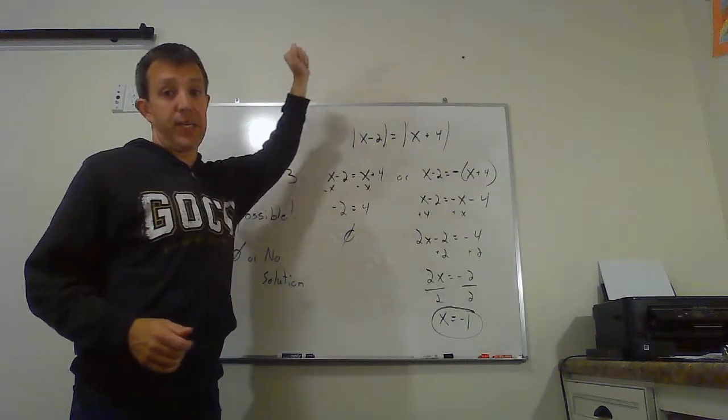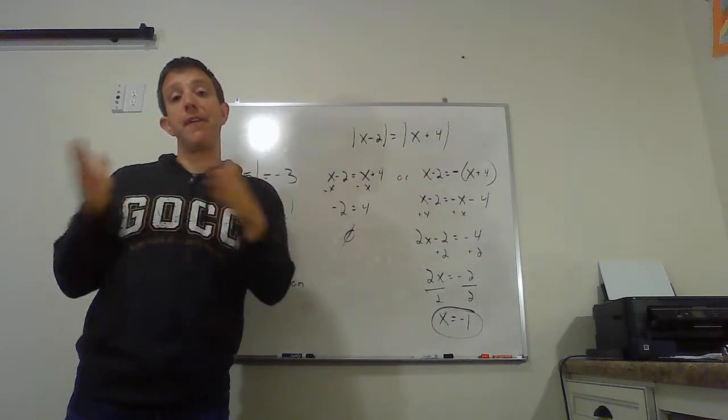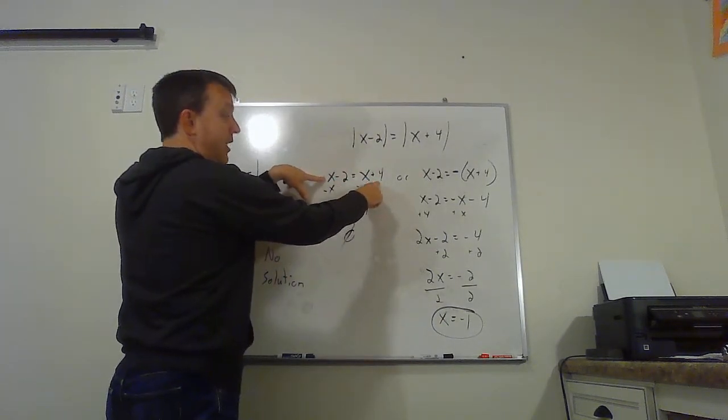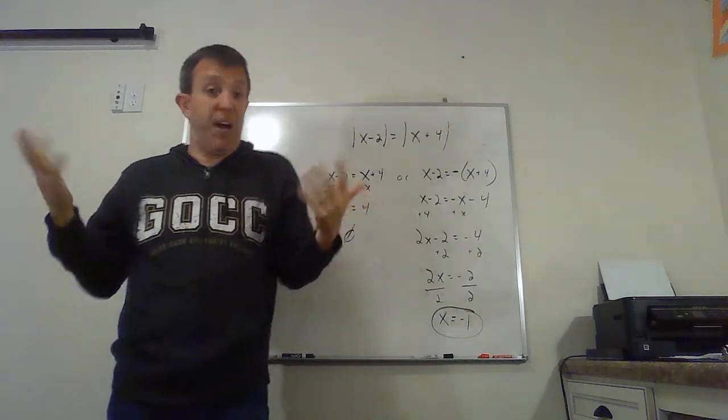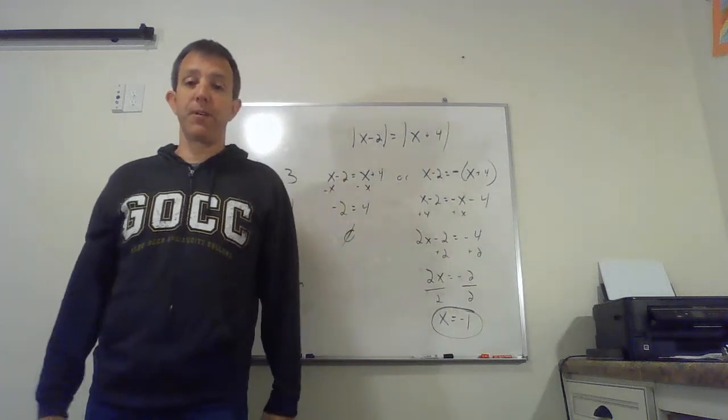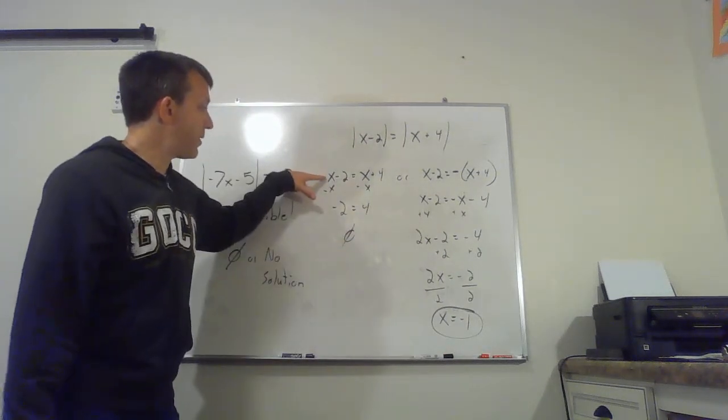Two possibilities again. This time, since I have absolute values on both sides, the two things on the inside can just be equal to each other. Okay, positive or negative, whatever's inside there. If they come out equal, when you take their absolute values, they're going to be equal to each other. So that one's pretty straightforward.